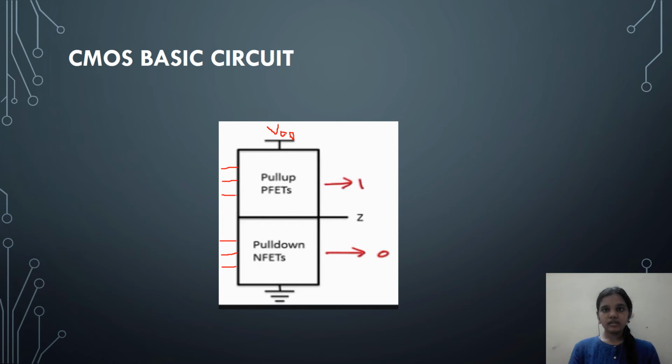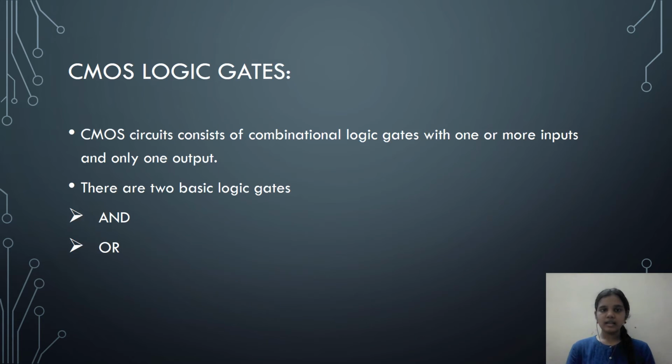We have to know why the pull-up network is made up of P MOSFETs, because PMOS can pass logic high and NMOS can pass logic low. So the pull-down network is made up of NMOS. CMOS logic gates. CMOS consists of combinational logic gates with one or more inputs and only one output. When we form logic circuits, basically we perform two different operations. One is dot. Dot means AND operation. And another one is the plus operation, that means OR operation.